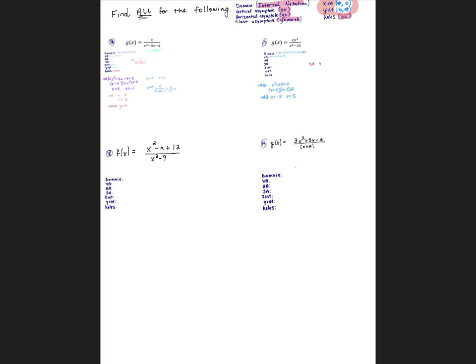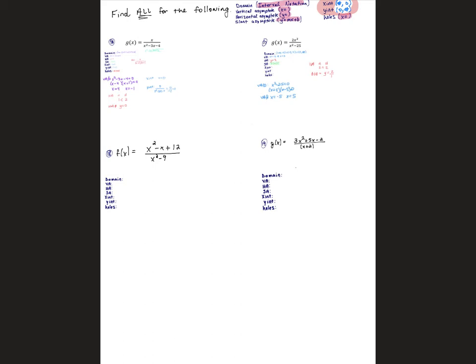So I have n and d. Degree of the numerator is 2, degree of the denominator is 2. So when you have the same degree on top and bottom, your horizontal asymptote is at the leading coefficient of the numerator over the denominator. So 2 over 1. So you have a horizontal asymptote at y equals 2. Slant asymptote. Remember, the numerator degree has to be higher than the denominator. It's the same, so your answer here would be none.